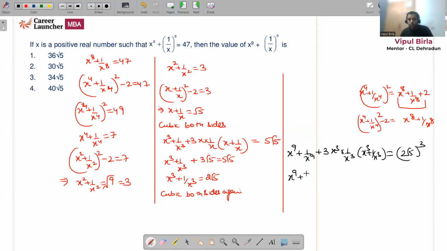So simplifying it, 3 into 2 root 5, that is coming out to 6 root 5, is equal to... 2 root 5 cube is nothing but 8 into 5 root 5, that is going to be 40 root 5, which gives me x to the power 9 plus 1 upon x to the power 9 is equal to 34 root 5, which is the answer to this question.